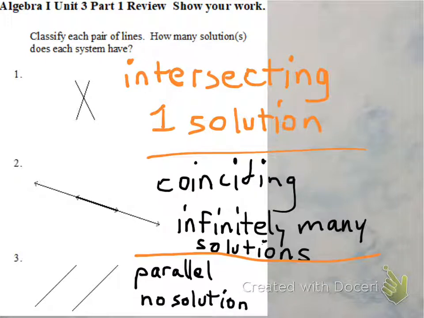So those are our three possibilities when we're solving systems of two linear equations. So we want to keep that in mind as we solve by graphing or even substitution.